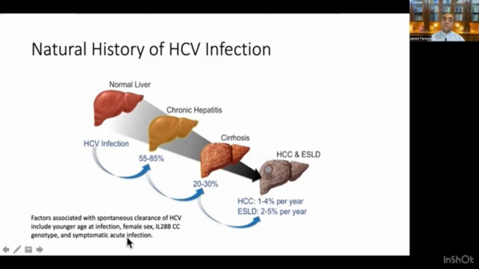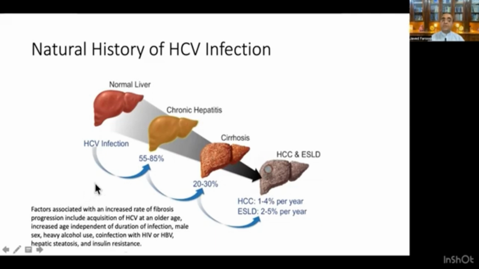And of course, if the patient has developed symptomatic acute infection, when there was jaundice, raised bilirubin, raised ALT, probably this group of patients is going to recover spontaneously from hepatitis C. So the factors associated with spontaneous clearance of HCV include younger age at infection, the female sex, the IL-28B CC genotype, and symptomatic acute infection.